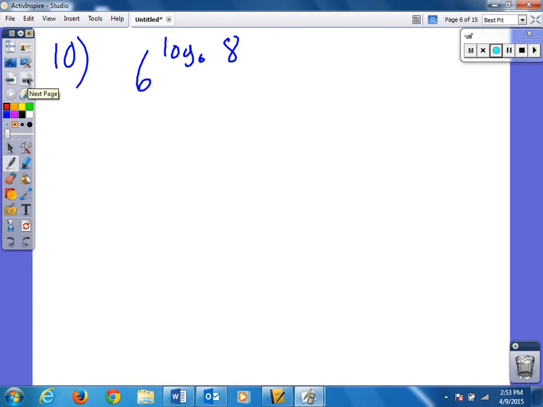Remember that exponents and logarithms are inverse operations, meaning they undo each other. So if you have 6 raised to the log base 6, that will cancel out, and you will just be left with what's in the logarithm. So this is just equal to 8.